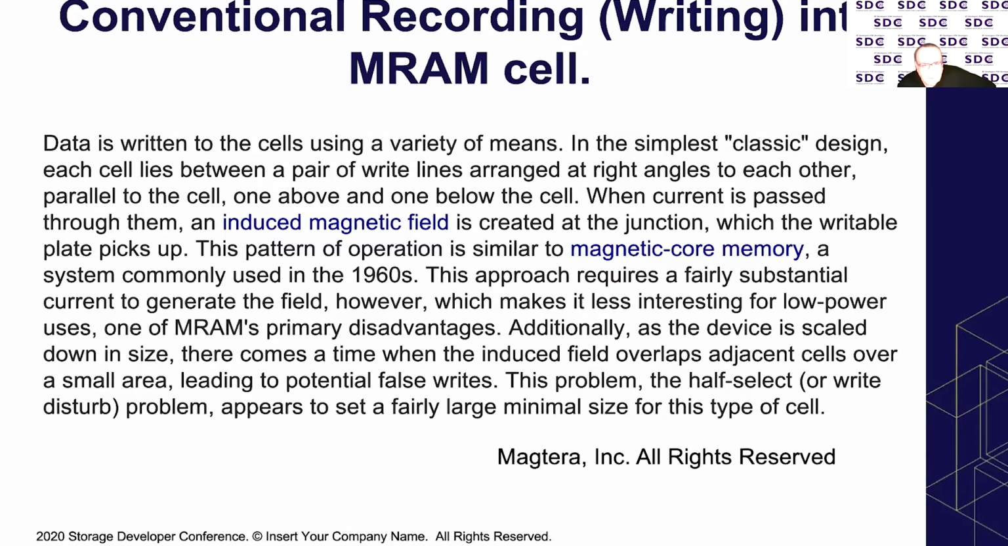There's another problem. There comes a time when the induced field overlaps adjacent cells in a small area, leading to potential false writes. For this problem, the half select or write disturb problem appears to set a fairly large minimal size for this type of cell, which creates a problem because we still have to apply substantial current to a small area.